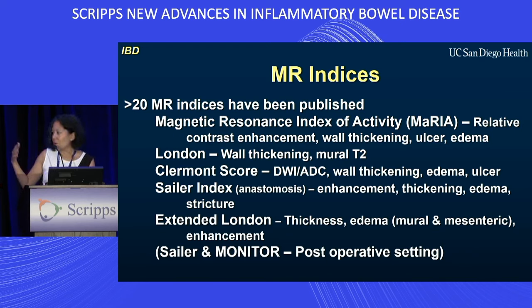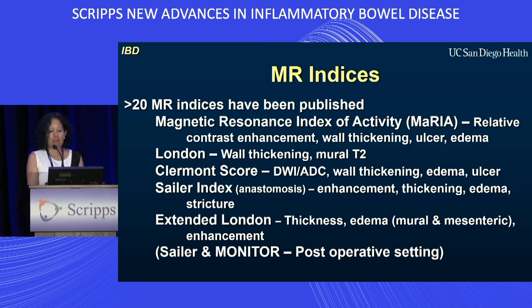So I've been telling you a little bit about what we look for on imaging, but how can we quantify it? How can we give you guys tools in order to assess the true responsiveness of your treatments? And as you can imagine, a lot of people have been very excited about doing a lot of research in this. At least 20 MR indices have already been published.